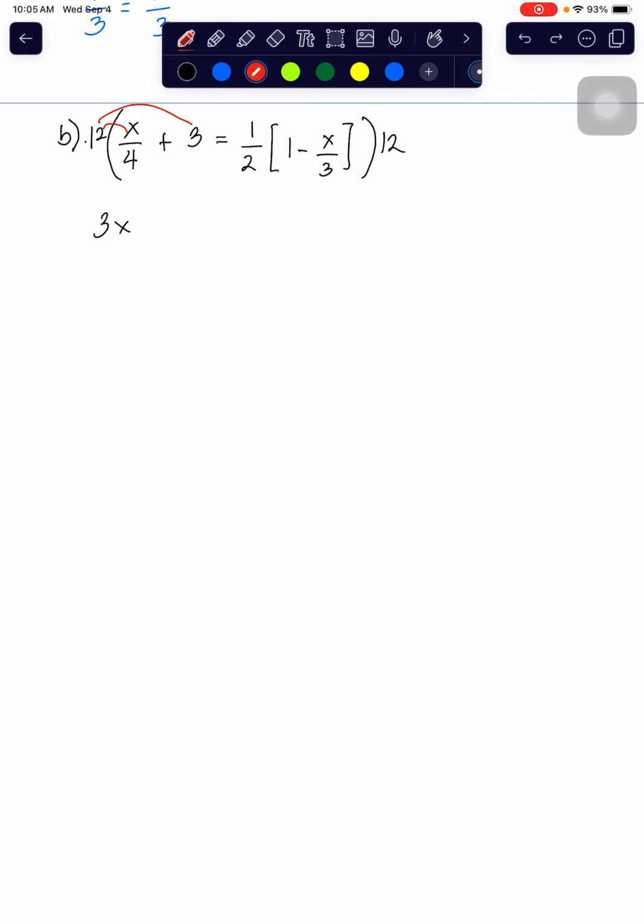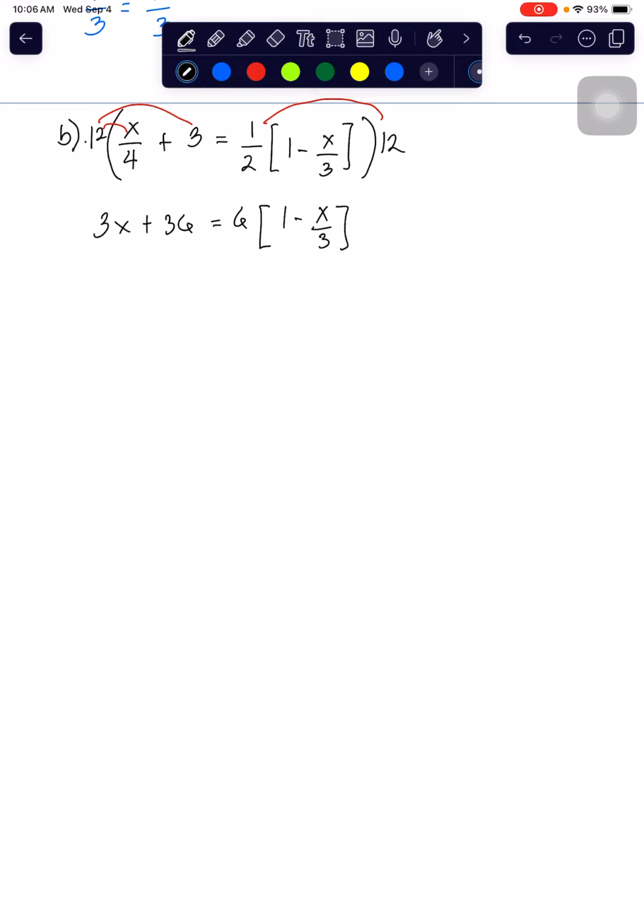Oh, sorry, let me use black. Positive 36 equals, if I'll be multiplying 12 here with 1 half there, of course, do not multiply the one that is outside the bracket. So that will be 12 divided by 2 equals 6. Equals 6, and let me rewrite this.